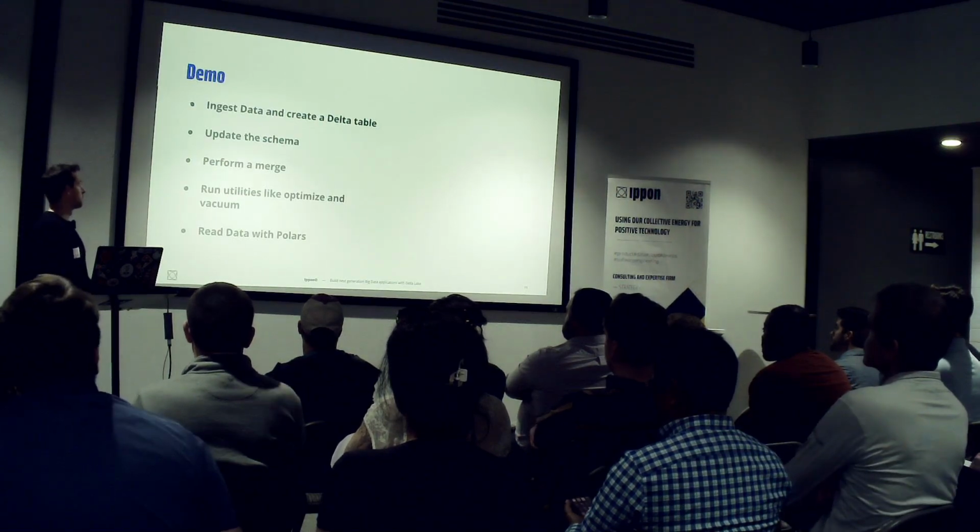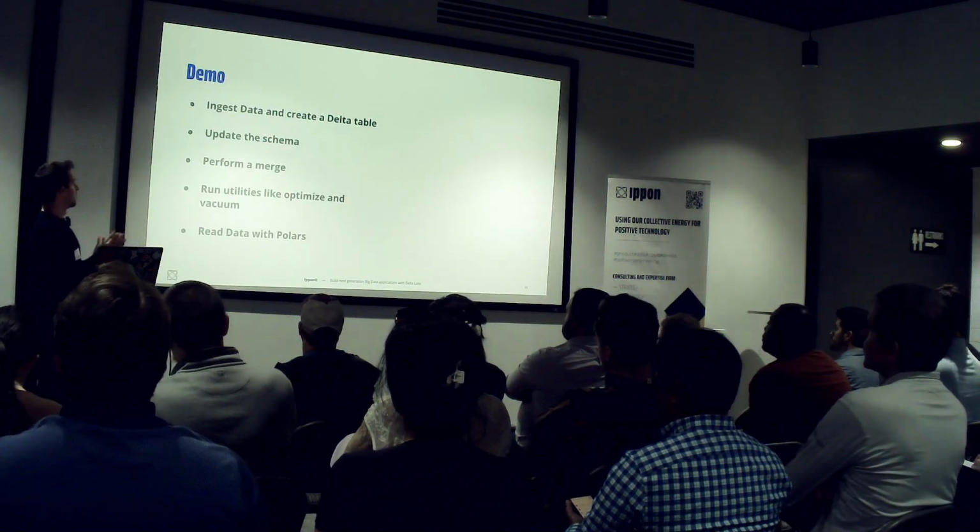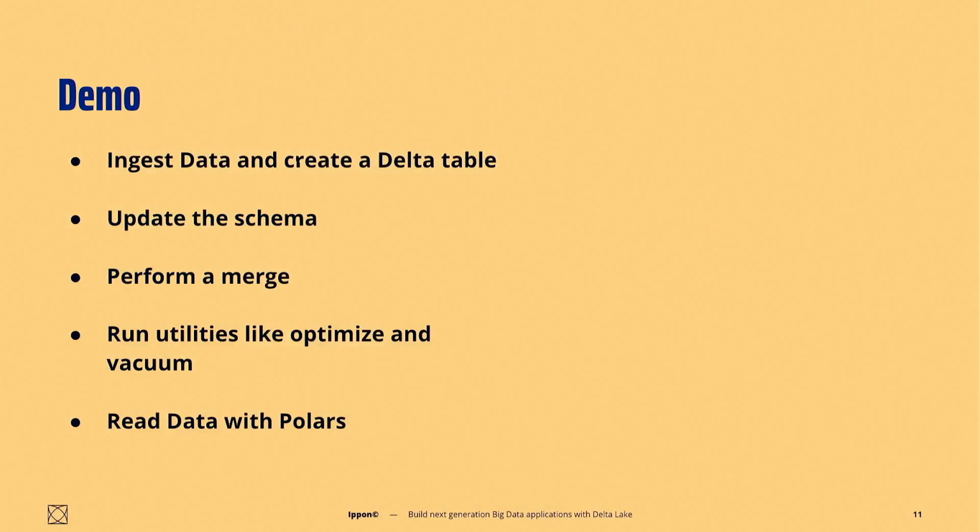So now I'm just going to do a small demo. In the demo, I'm just going to do the basic operations. First I'm going to ingest some data. I'm going to create a Delta table. Then I'm going to update the schema, perform a merge, and then run the utilities commands like optimize and vacuum. And then I want to highlight that once you have your Delta table, it's very easy to read data. And in that case, I'm going to use Polars.